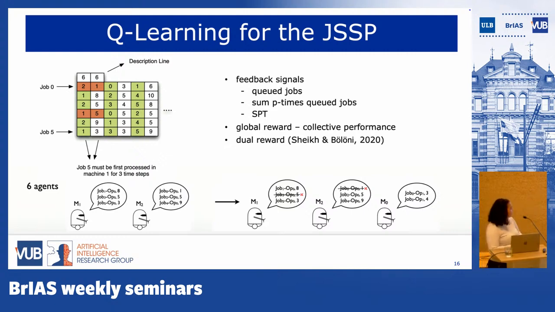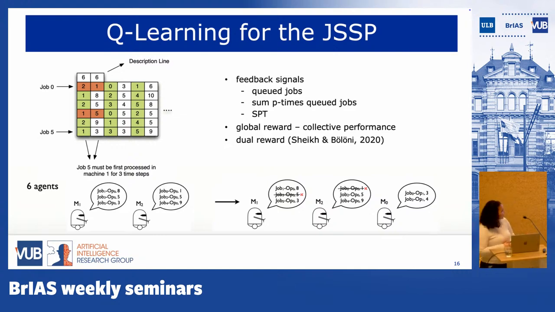So as feedback signal, we were using the same that the previous authors were proposing, so the number of jobs that are in the queues of the system, but we also took into account the sum of the processing times of those jobs that are still in the queue, and we were also giving feedback based on the processing time of the actual operation.